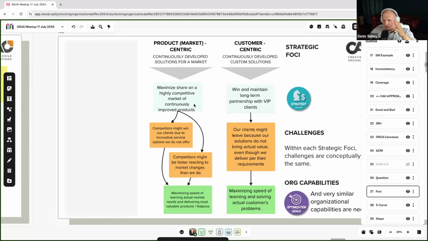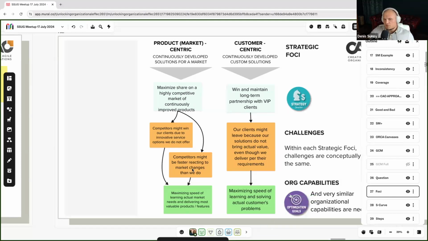So this is not like we have this product and we sell it. We need to develop it further and further to keep up with our competitors. So the competitors might win clients because they are much more innovative than we are, and they provide these innovative services to the clients. Also, our competitors might be faster reacting to market changes.